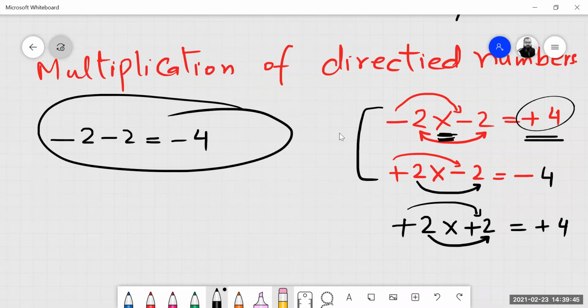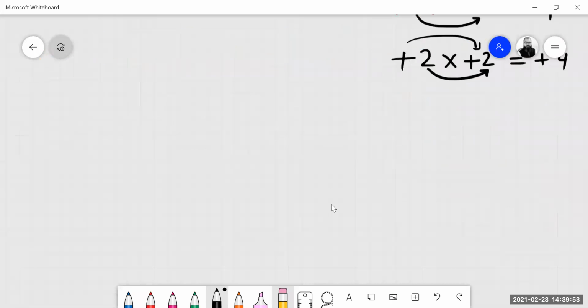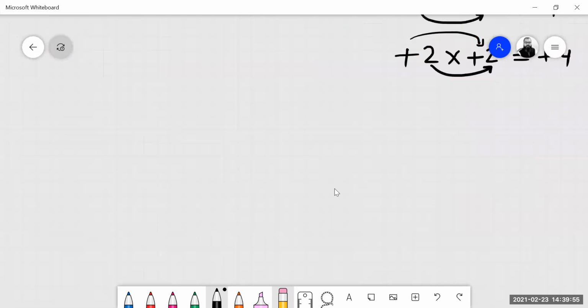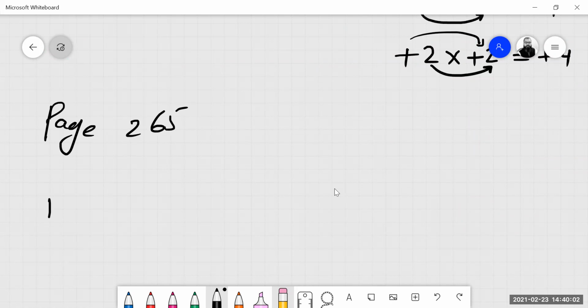Then now we will solve some questions. It will be more clear for you guys. Page number 262. Open your books. Page number 262. Exercise 17.